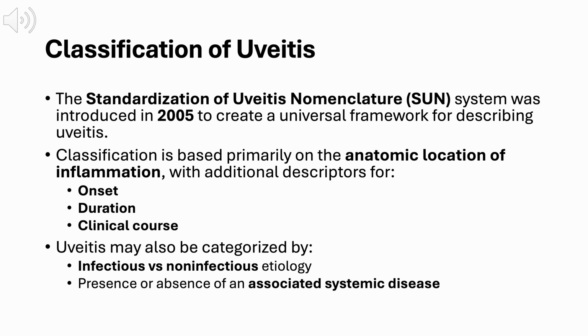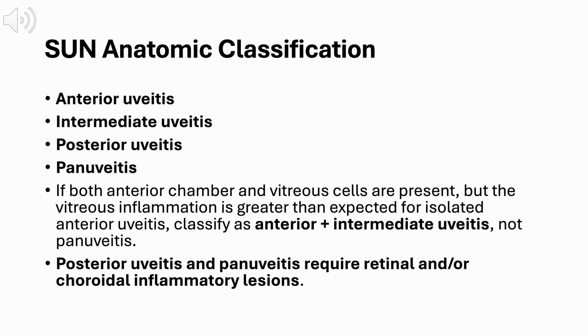Here are the 4 anatomic categories at the core of SUN: anterior, intermediate, posterior, and panuveitis, defined by where the inflammation predominates. 2 subtle rules are worth memorizing. First, if there are both anterior chamber and vitreous cells, but the vitreous inflammation is more than you'd expect for isolated anterior uveitis, you classify it as combined anterior plus intermediate, not panuveitis. Second, and this is the big one, posterior uveitis and panuveitis require actual retinal or choroidal inflammatory lesions. That distinction, real chorioretinal inflammation versus secondary complications, comes back several times, so lock it in now.